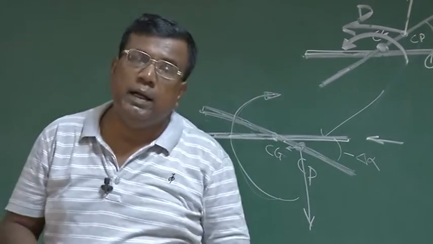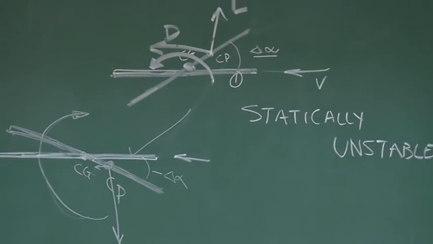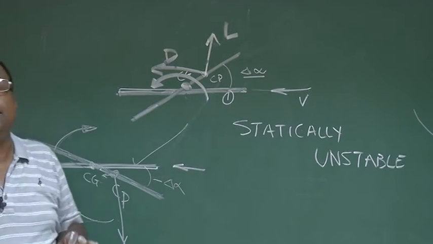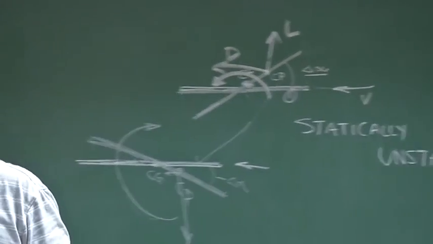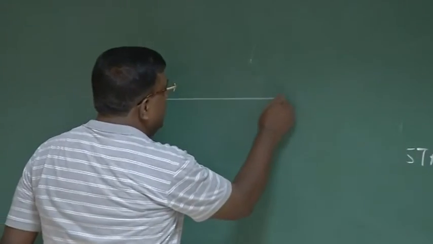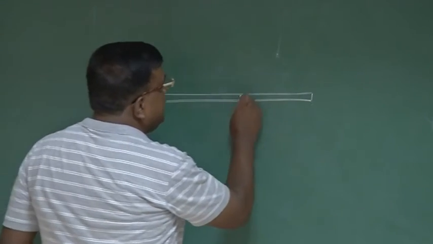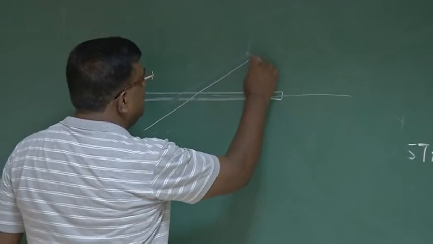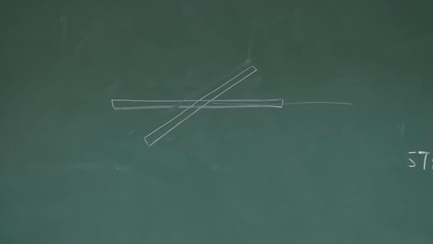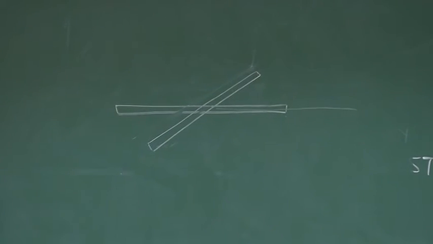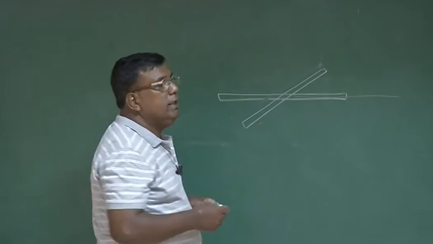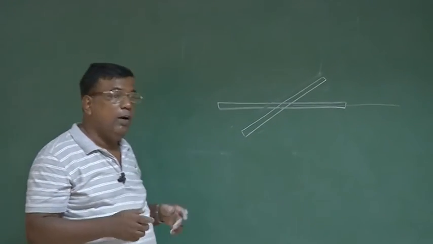So you could see whether there is a positive angle disturbance or negative angle disturbance, as long as center of pressure is ahead of center of gravity, this will only give static instability, or you call it statically unstable. To make it statically stable, what should be done? By now I'm sure you know the answer. As far as the center of pressure is concerned, you cannot change that because that depends upon the geometry. Okay? What you can do is ensure that the CG location is different. Right? So now, what should we do?